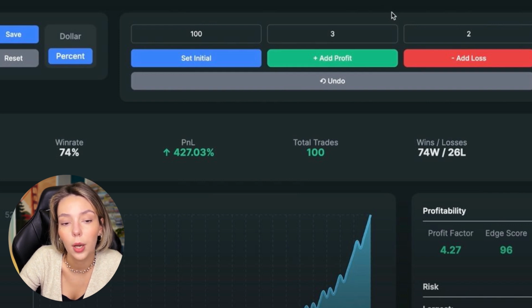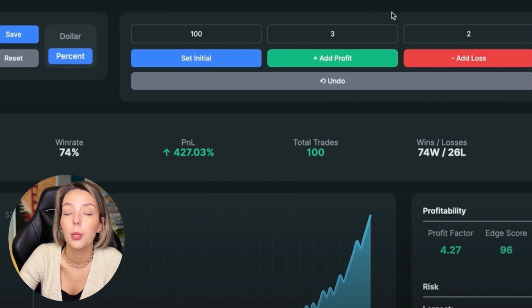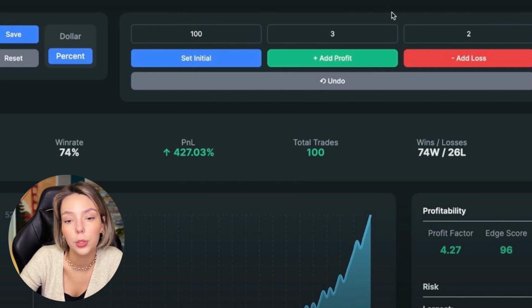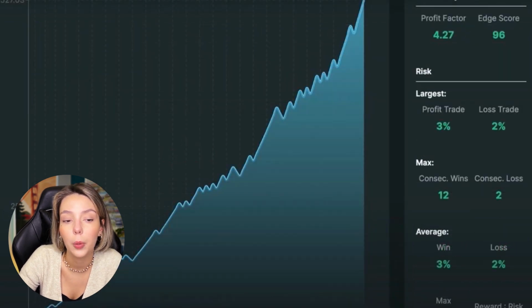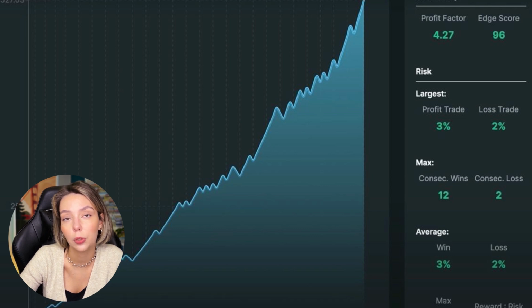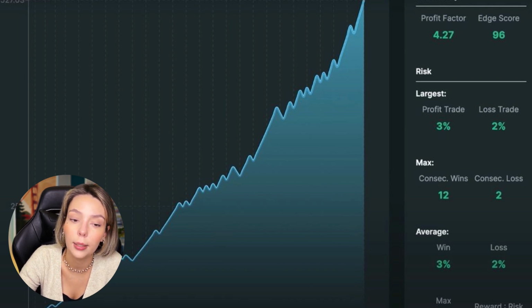I found those 100 trades within the 5 months. The profit factor is 4.27 and we had 12 consecutive wins against 2 consecutive losses. I'm really happy with the results. I give the strategy a score of 9 out of 10.